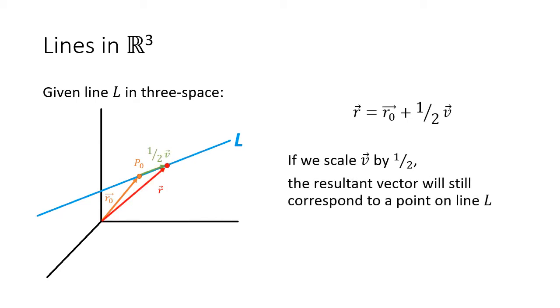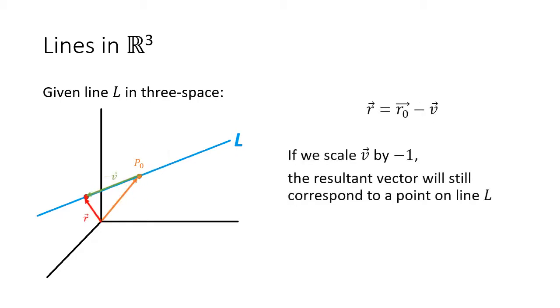If I were to scale v by a half or make it smaller, again, that resultant vector is still going to correspond to a point on my line L. Even if I make v negative and I go in the other direction, it's not going to change the fact that I'm still ending up on my line L, which means that I can plug in any scalar value in front of v, and my result is still going to be on my line. It's still going to be an ordered pair on my line L, which is all a line is.